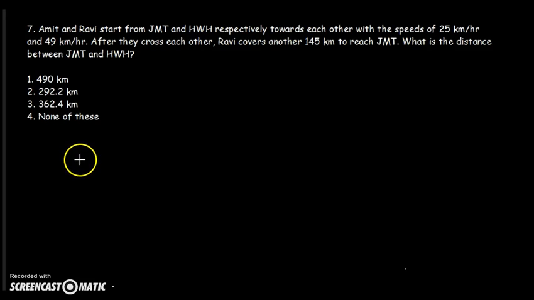Amit and Ravi start from JMT and HWH respectively towards each other with the speeds of 20 km per hour and 49 km per hour. After they cross each other, Ravi covers another 145 km to reach JMT. What is the distance between JMT and HWH? Let us draw a figure. This is JMT and this is HWH.